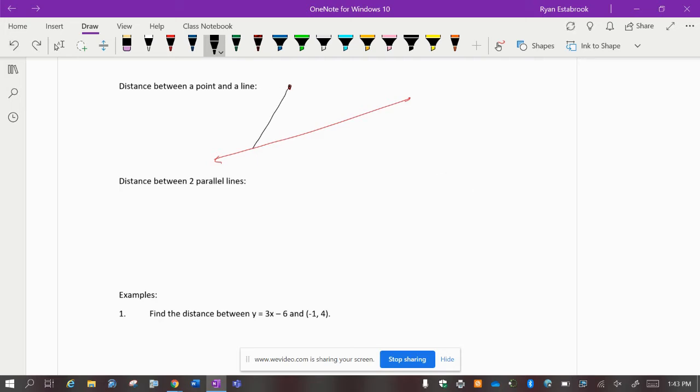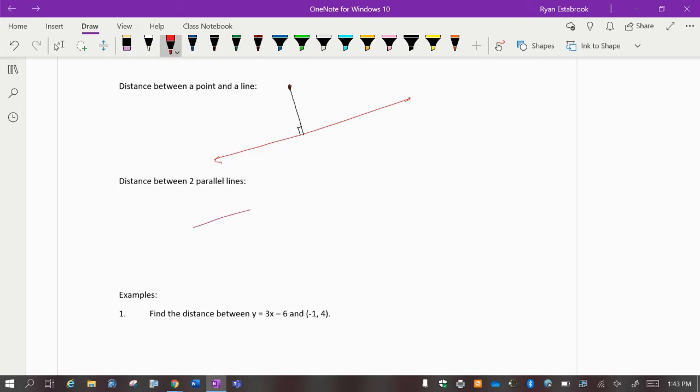nor am I going to say this is the distance from the point to the line. Instead, I want to go the shortest distance possible, which is the perpendicular distance. So keep that in mind. Anytime it asks for the distance between a point and a line, it's the shortest, implied perpendicular distance.